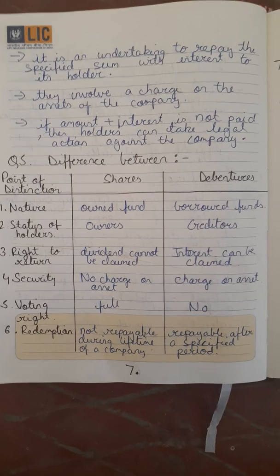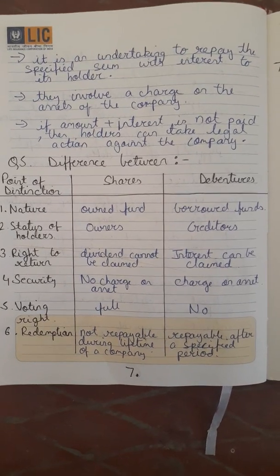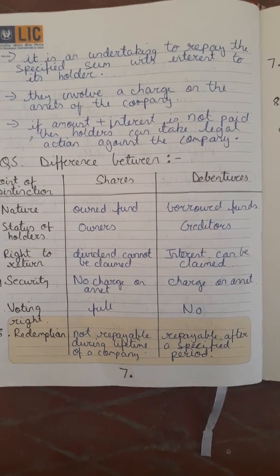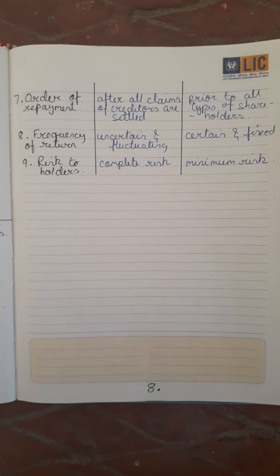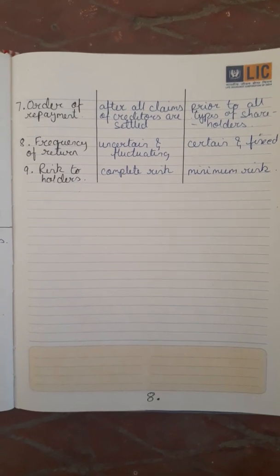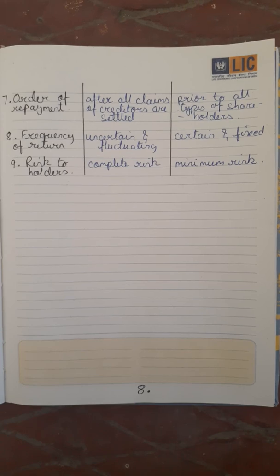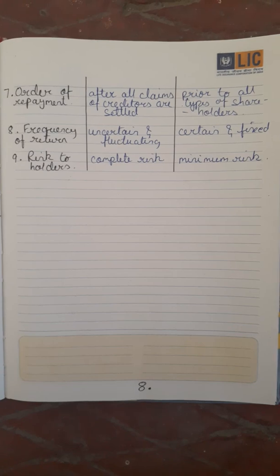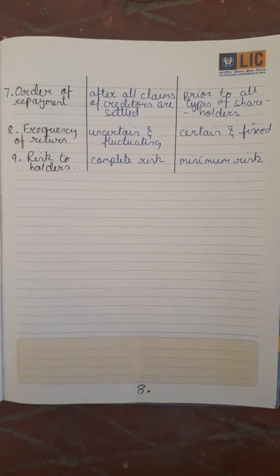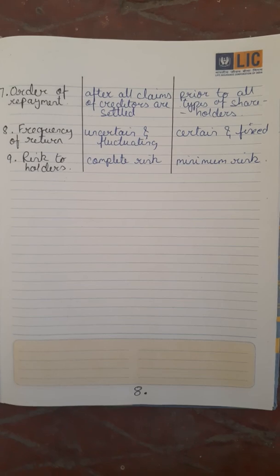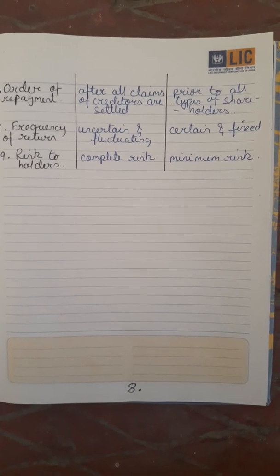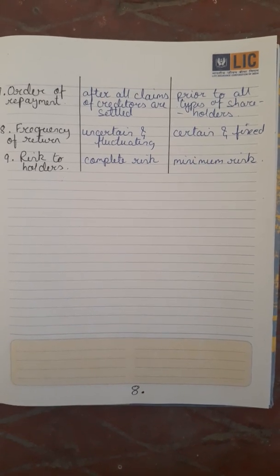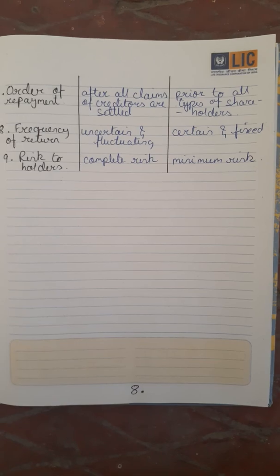Shareholders are paid only at the winding up of the company, whereas debenture holders are paid after a specified time. Shares are paid after all claims of creditors are settled, whereas debentures are paid prior to shareholders. Rate of dividend is uncertain and fluctuating, whereas interest of debenture holders is certain and fixed. Therefore, shares have complete risk, whereas debentures have minimum risk.